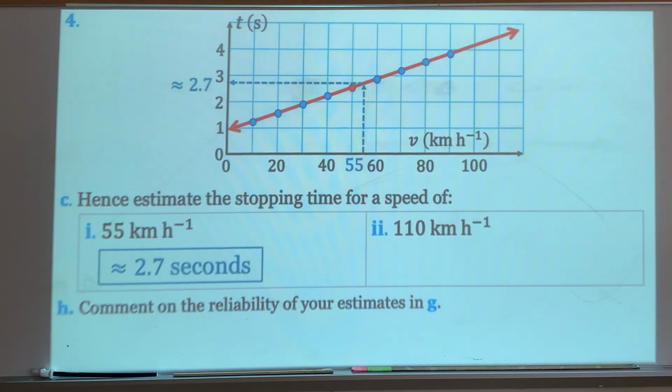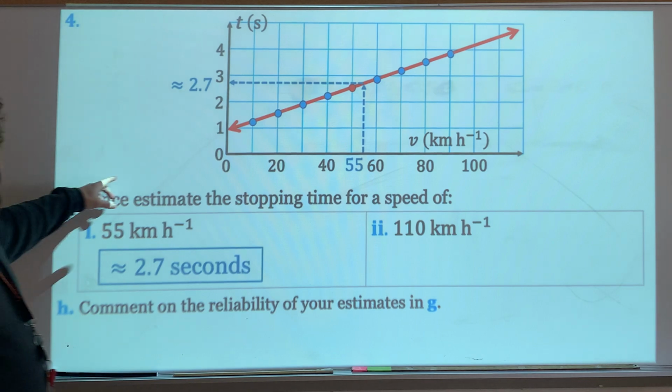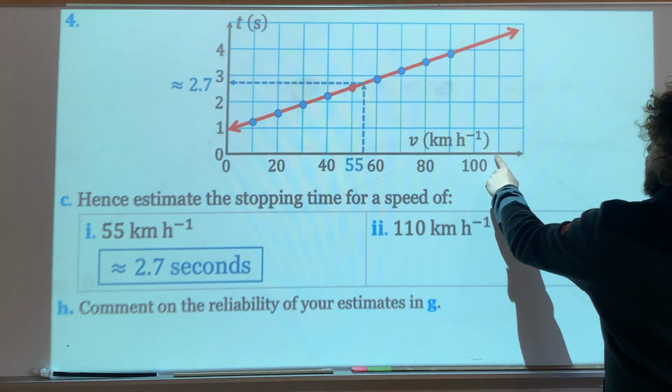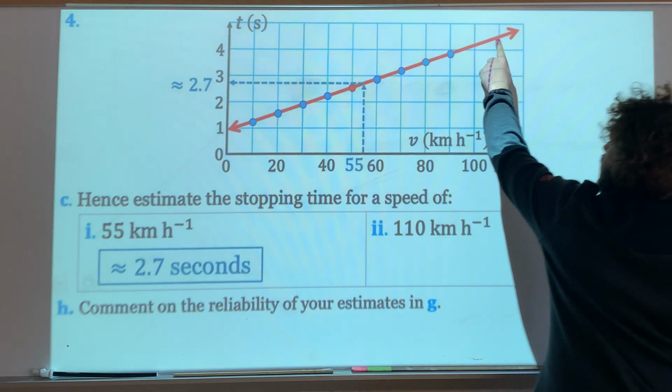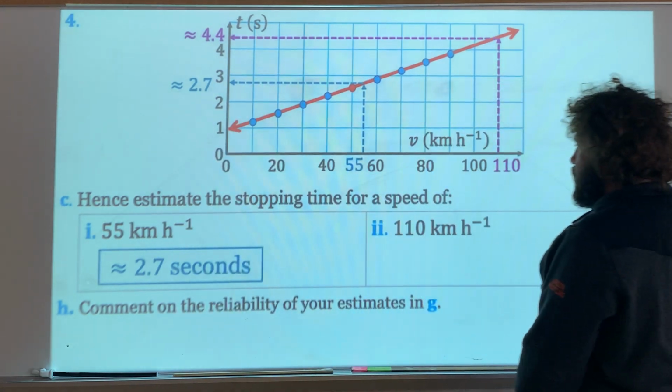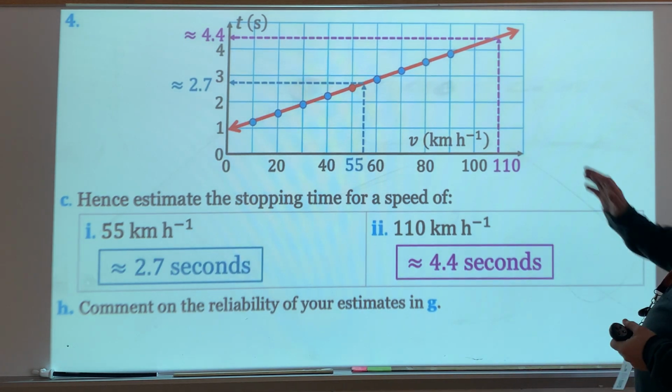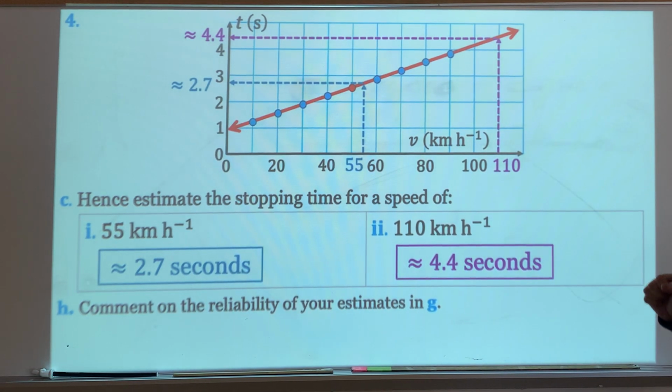All right. What about 110? 20, 40, 60, 80, 100, 110. Run it up. Run it over. About 4.4 seconds. Comment on the reliability. One of these estimates is pretty reliable. The other one is rubbish. Which is which?